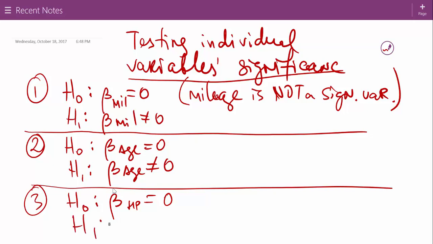Okay, H1, slope for the horsepower cannot be set to 0, okay? So, 3 hypotheses, 3 p-values, right? Where to find them? Well, let's take a look, okay? Where to find them?